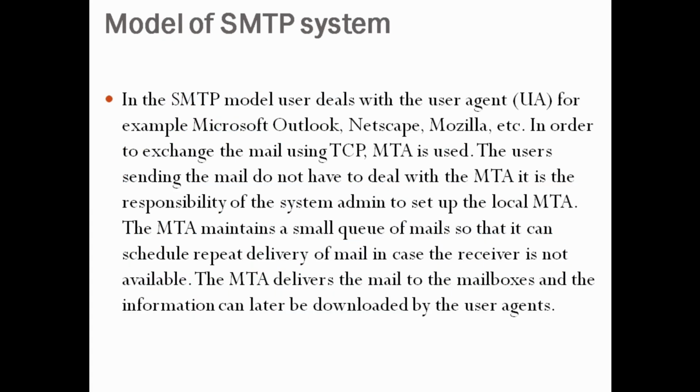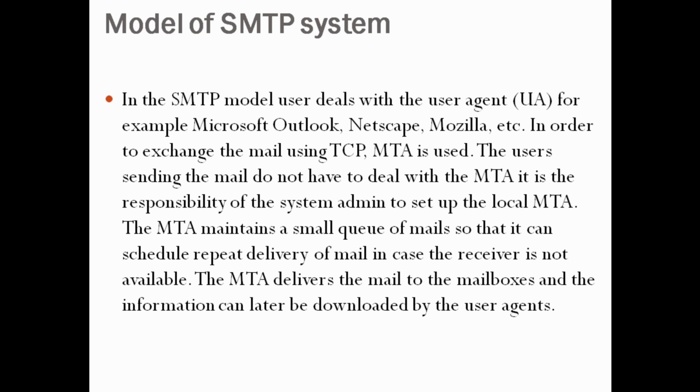Model of SMTP system. In the SMTP model, the user deals with the user agent, UA, for example Microsoft Outlook, Netscape, Mozilla, etc. In order to exchange the mail using TCP, the MTA is used. The users sending the mail do not have to deal with the MTA. It is the responsibility of the system admin to set up the local MTA. The MTA maintains a small queue of mails so that it can schedule repeat delivery of mail in case the receiver is not available. The MTA delivers the mail to the mailboxes, and the information can later be downloaded by the user agents.